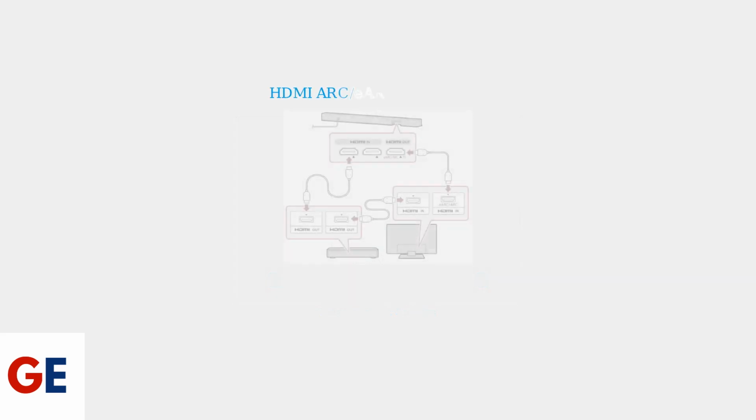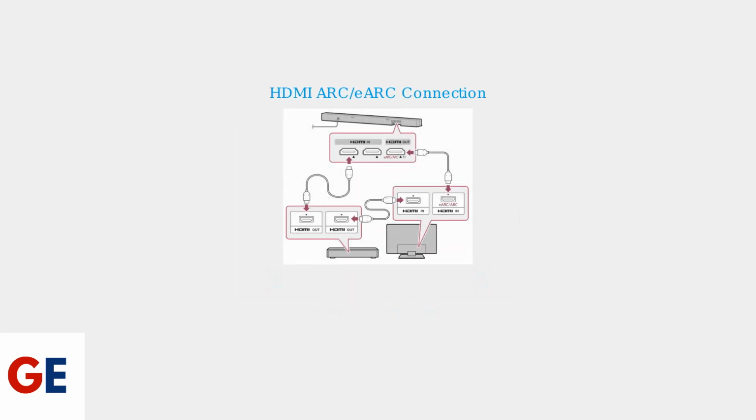Now we need to establish the connection between your soundbar and television. The primary connection method is through HDMI using the ARC or eARC port. This single cable carries both audio from your TV to the soundbar and allows the soundbar to control TV volume.